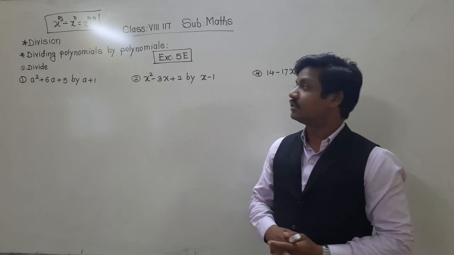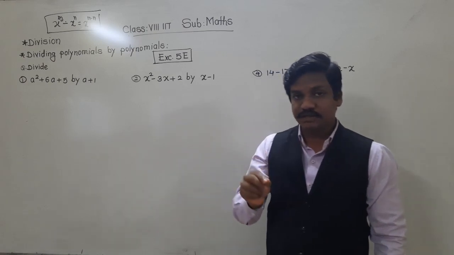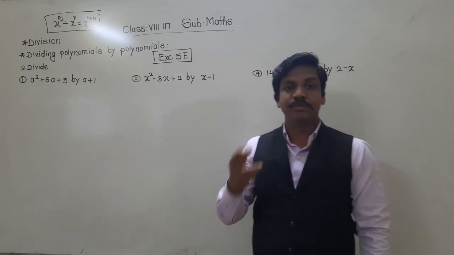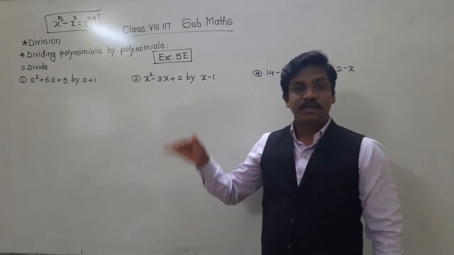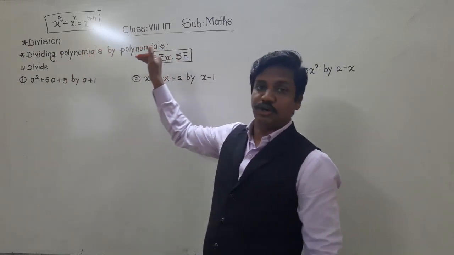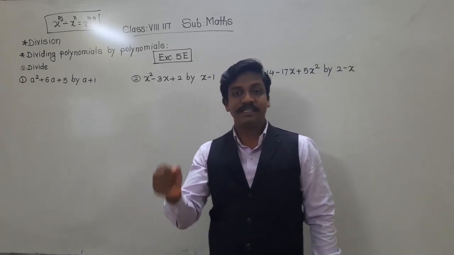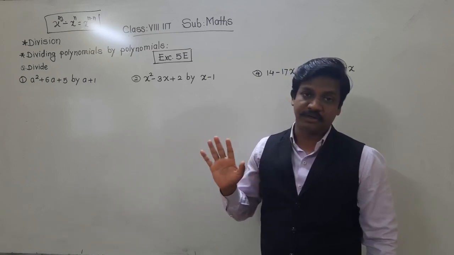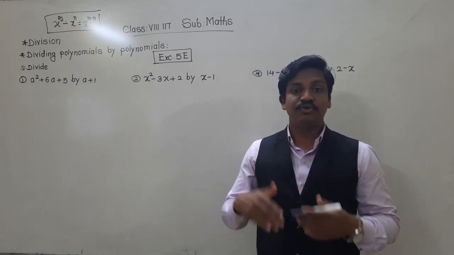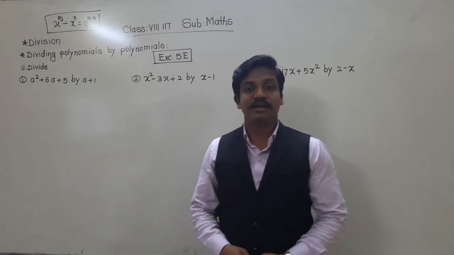Today we are going to learn the next part in the division of algebraic expressions. Yesterday we learned the division of monomial by monomial and division of polynomial by monomial. Today's concept is dividing polynomials by polynomials, which means here the dividend will be a polynomial as well as the divisor. So when both the dividend and divisor are polynomials, how to perform the division in the case of algebraic expressions, that we are going to learn today.